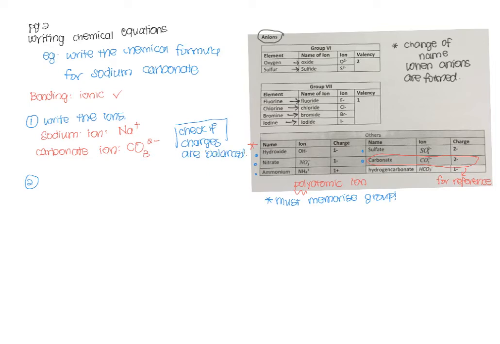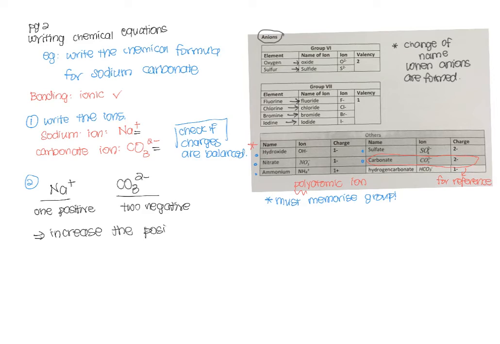Okay, next up, we will have to write it down and see for ourselves. Okay, are they balanced? One positive, 2 negative. Not quite. What must I do next? I need to increase the positive ion, and here we have it.